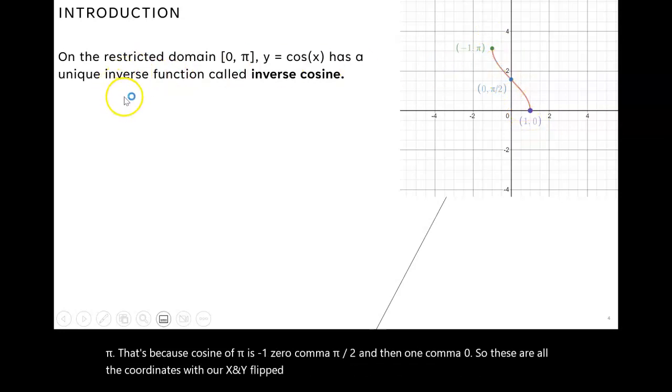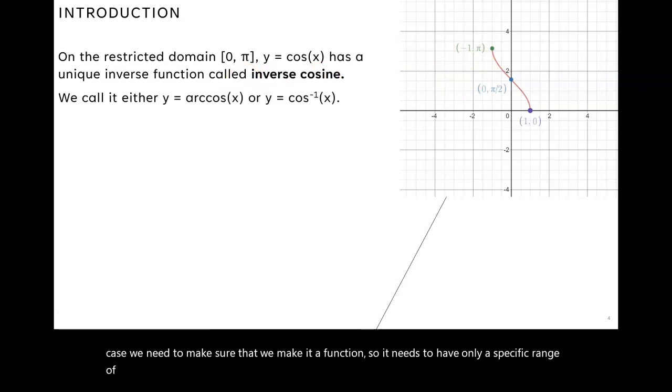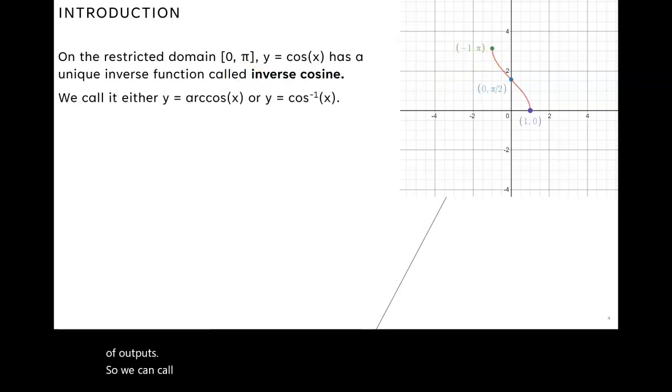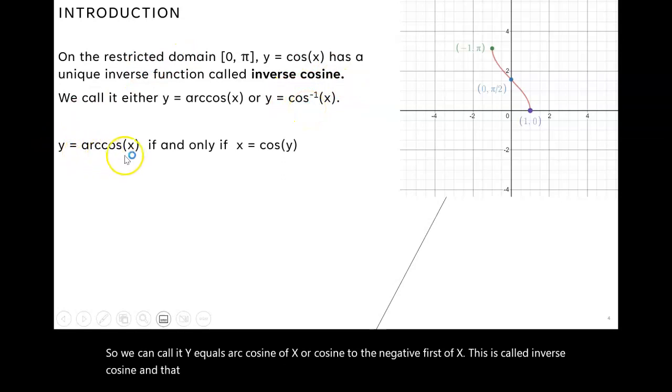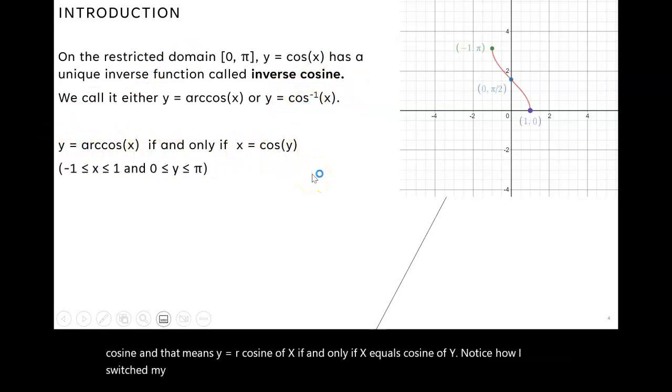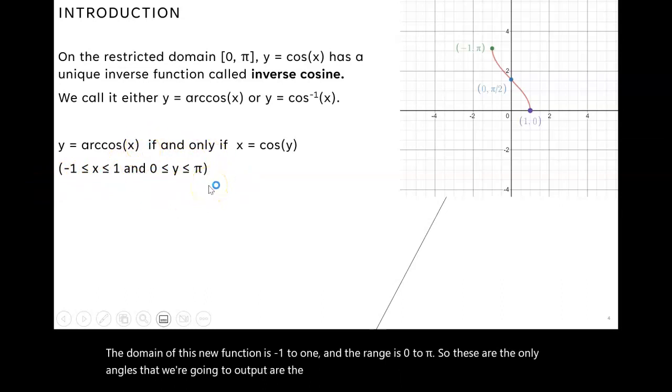However, we need to restrict our domain because we need to make sure that it's a function, so it needs to have only a specific range of outputs. So we can call it y equals arc cosine of x, or cosine to the -1 of x. This is called inverse cosine. And that means y equals arc cosine of x if and only if x equals cosine of y. Notice how I switched my x and my y. The domain of this new function is -1 to 1, and the range is 0 to pi. So these are the only angles that we're going to output for inverse cosine, the ones from 0 to pi.